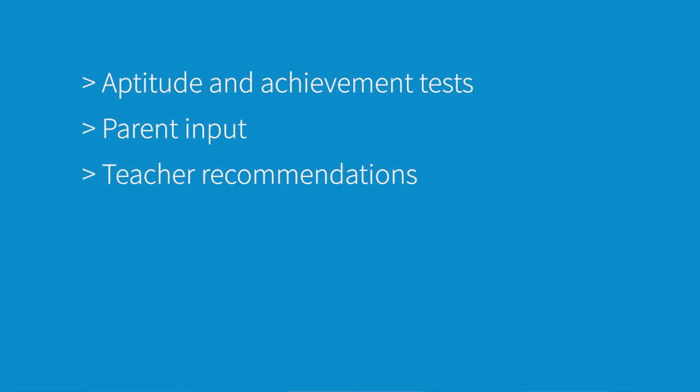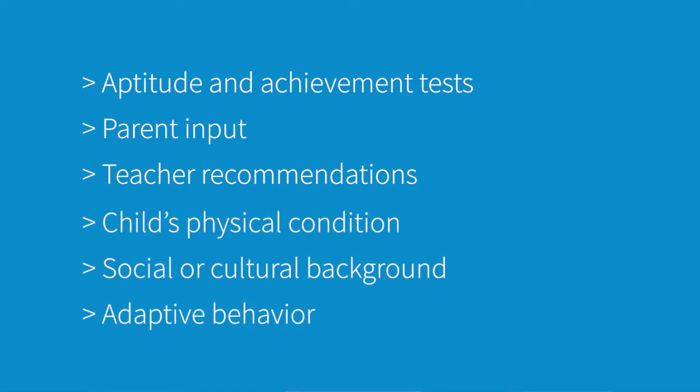During the evaluation, information about the child will be collected from a variety of sources such as aptitude and achievement tests, parent input, and teacher recommendations, as well as information about the child's physical condition, social or cultural background, and adaptive behavior. Once it has been determined that they have a disability, this information will be documented and carefully considered in the process of creating an individualized education program for the child in question.